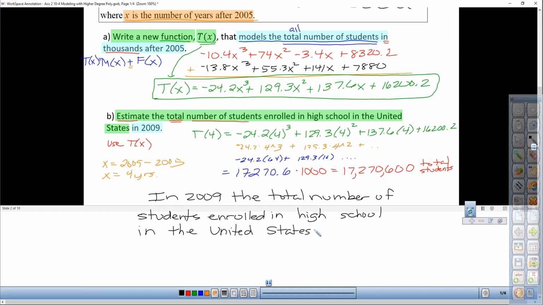and this is past tense since 2009 is in the past, so I'm going to say was about, because remember this is an estimate. So even though I did no rounding at all in my math, this claims that I'm actually estimating the total number of students. So I'm going to say about because of that. 17,270,600, like so.